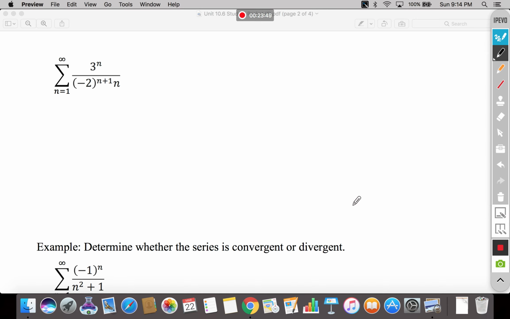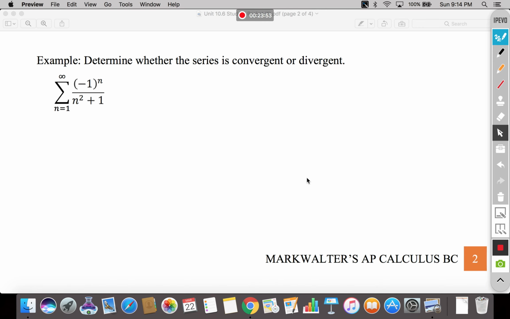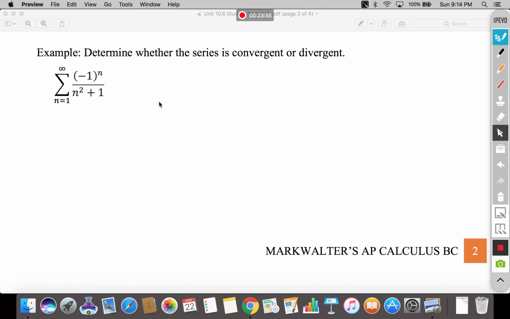All right, here we go. Let's take a look at another example. Let's determine whether this series is convergent or divergent, right? Same kind of question, but we end up with maybe something a little more interesting here. Yes, that's the reason why I have it as an example. Okay, so let me go through my process.